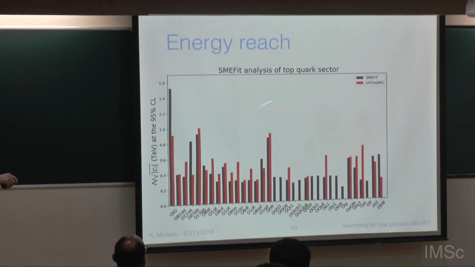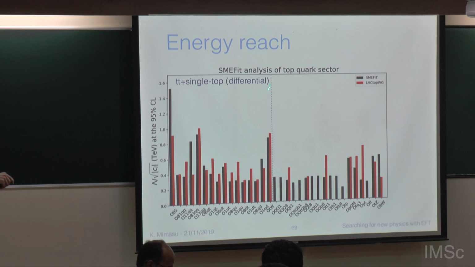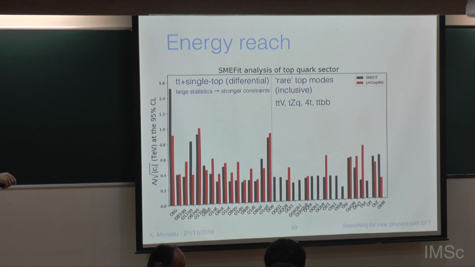And these guys also did essentially the same exercise, where they converted it to a scale as well. And you can see that there's a hierarchy in sensitivity of scales here. That corresponds essentially to the fact that the measurements on the left come from t tbar and single top, which are very high statistics, precisely measured quantities at the LHC, whereas the ones on the right are affected by rarer top production modes like ttZ, ttV, single top plus Z, four top, ttbV. These have much smaller cross sections, and so you're not going to get as strong limits on these operators just yet.